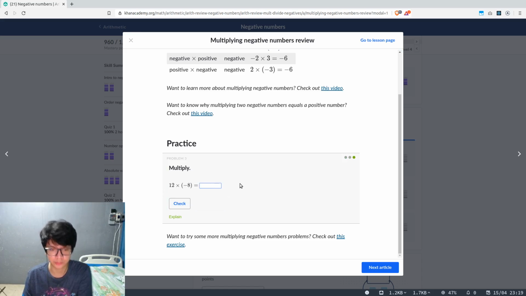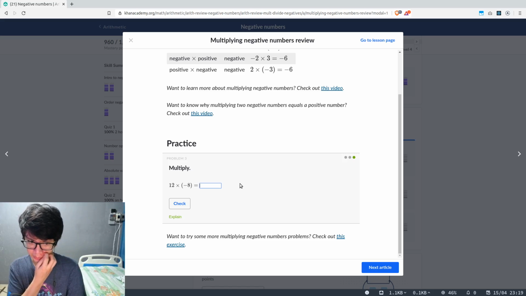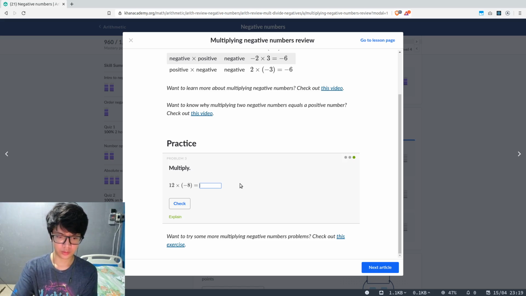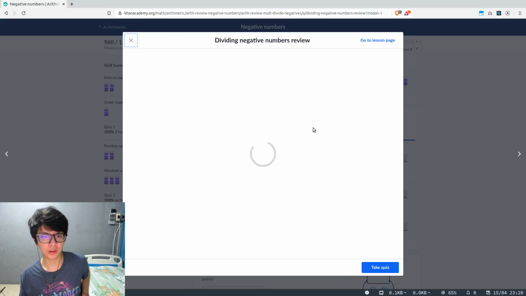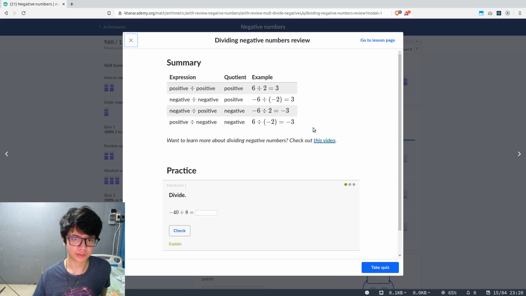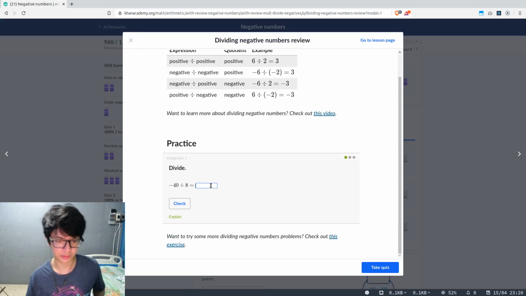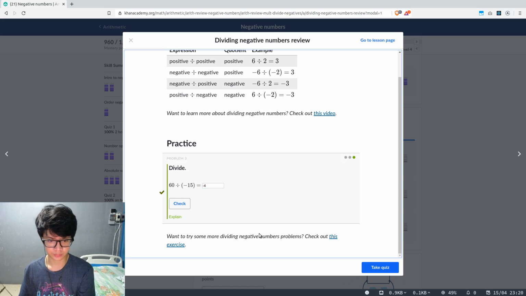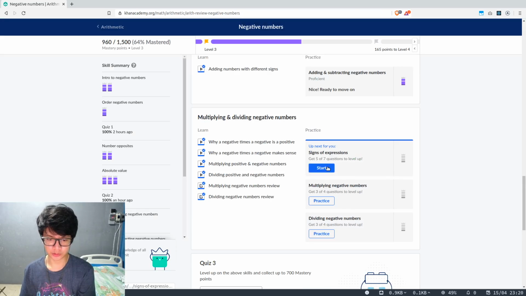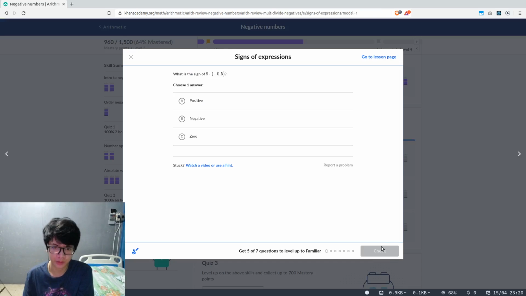Oh shoot, times 8. So if I do 8 first, it's going to be 80, 16, 96, negative 96. Next article: dividing negative numbers. So positive, positive, positive, negative. Yeah, same methodology. Shoot. Not going to take a quiz first, we're going to do the practice, then the quiz.